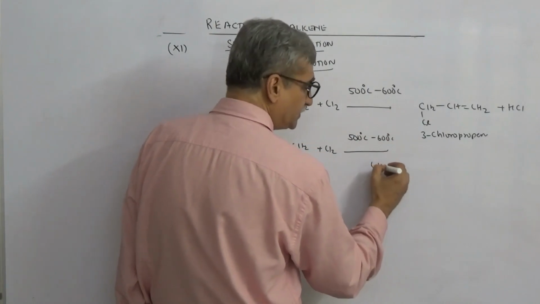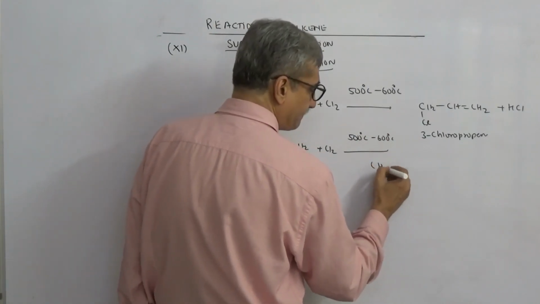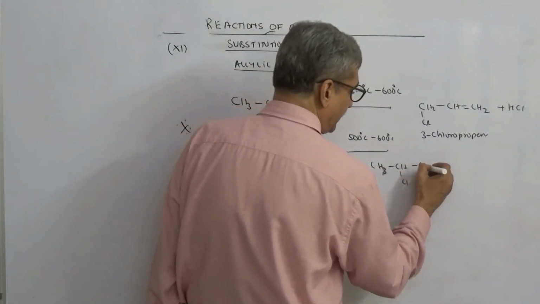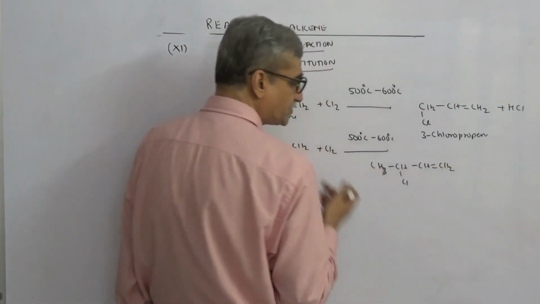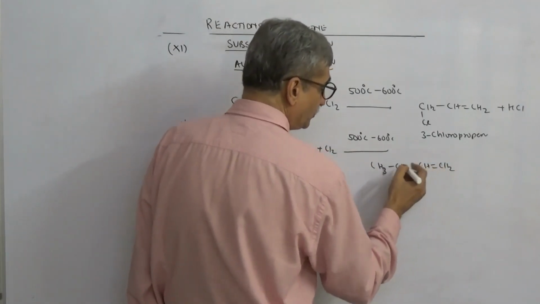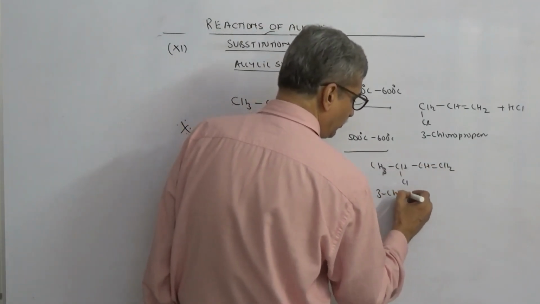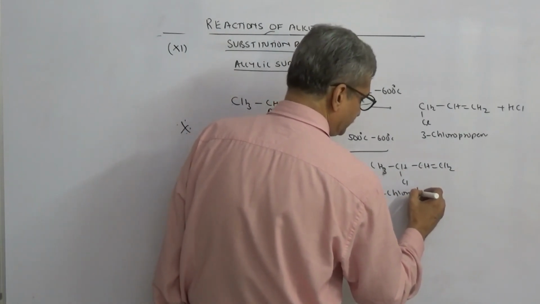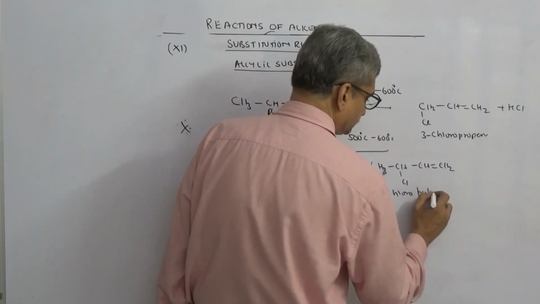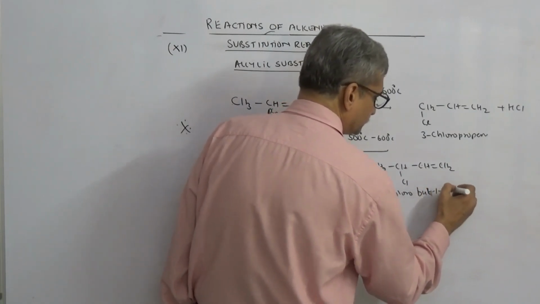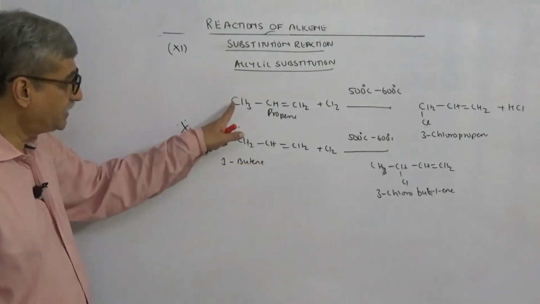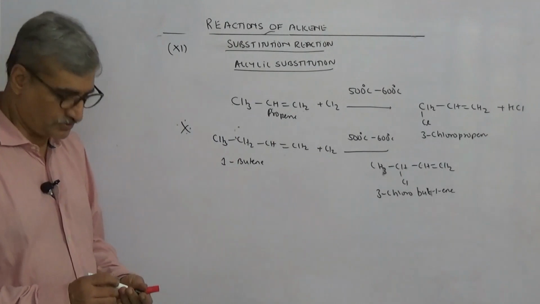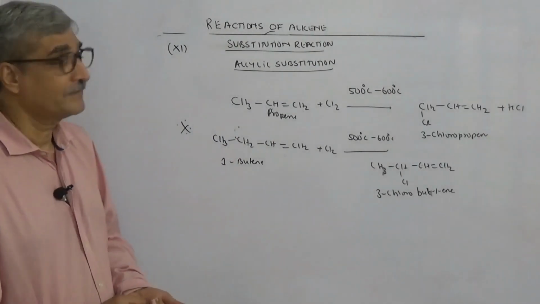So you will get CH3CHCl-CH=CH2, where the allylic hydrogen is substituted. So this will be 1, 2, 3. This is 3-chlorobut-1-ene. Understand this: even here, this is the allylic hydrogen, not the other ones. This is what will get substituted. Is this point clear? Have you understood?